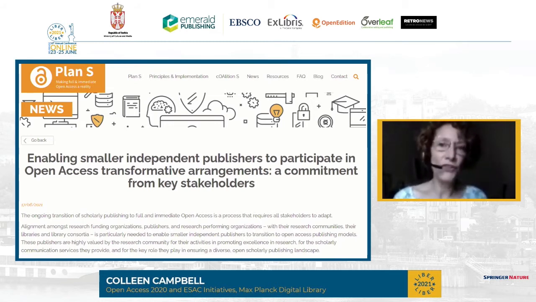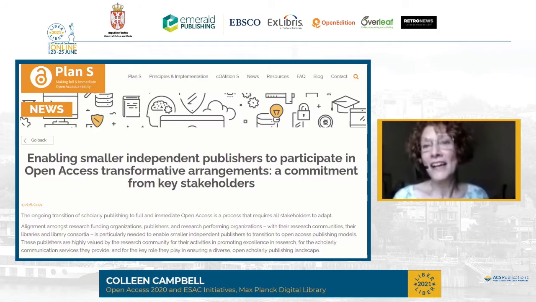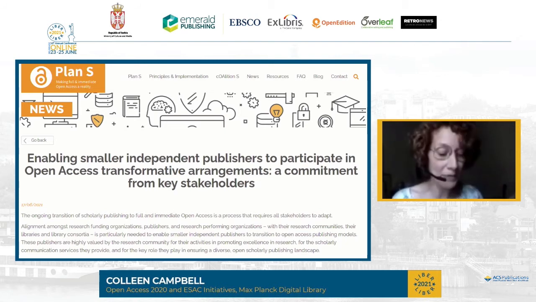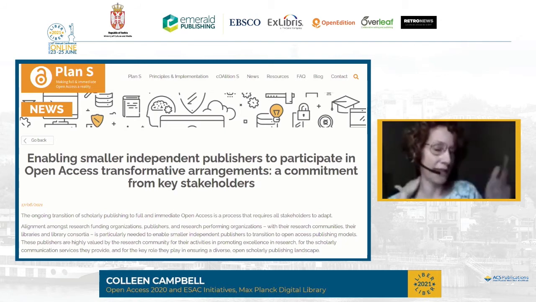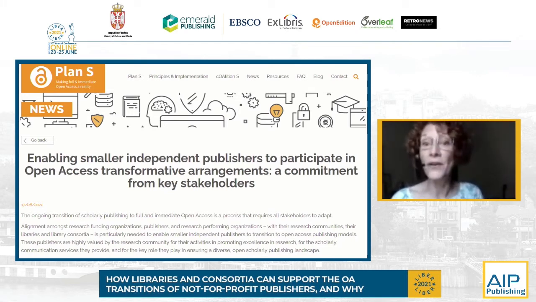So creating that system change and adapting to an open future requires some investment. It requires investment in personnel, in technology, in all manner of the business of providing scholarly communication services to researchers. So adaptation, we all have to adapt, and it's going to be easiest if we adapt and work together in that adaptation, which brings me to the second theme that comes out of this statement, and that is one of alignment. Alignment among research funding organizations, publishers, research performing organizations, and their research communities, and libraries and consortia.